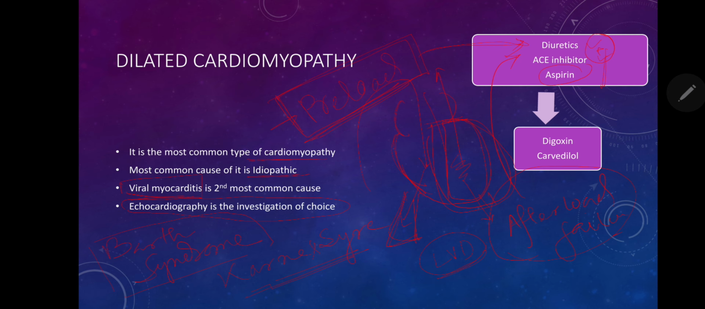After this, if the symptoms persist on these three drugs, then we can add digoxin, as digoxin increases cardiac contractility, which helps decrease the afterload failure. We can also add carvedilol. What happens with carvedilol is that it decreases cardiac remodeling, and it also increases cardiac contractility. So these are the treatments of dilated cardiomyopathy.